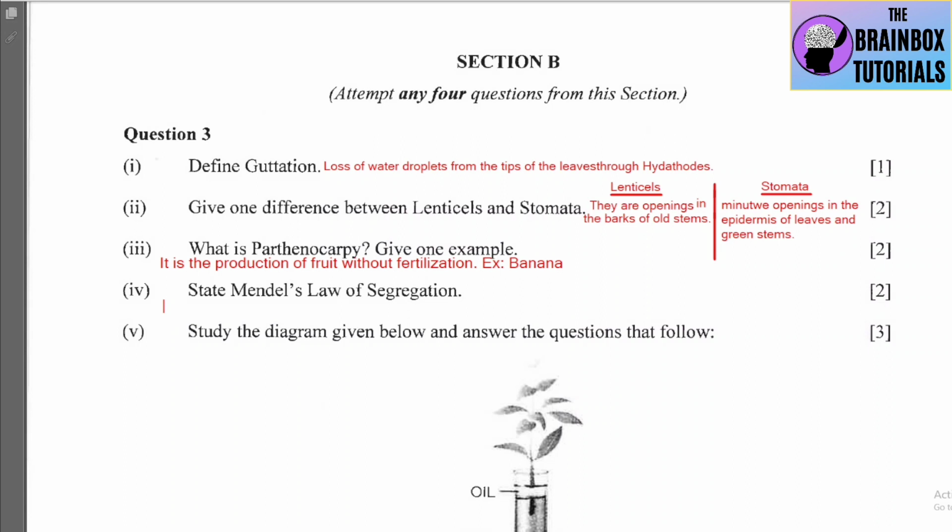Now part 4 is state Mendel's law of segregation. So Mendel's law of segregation states that two members of a pair of factors separate during the formation of gametes.